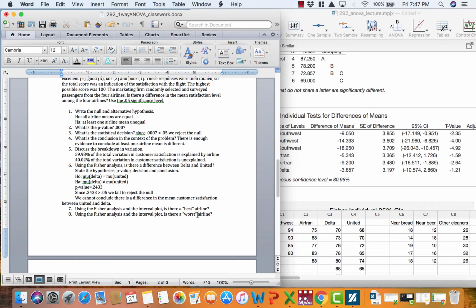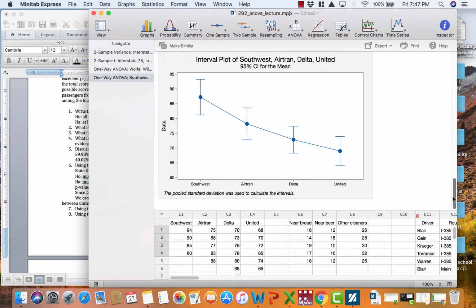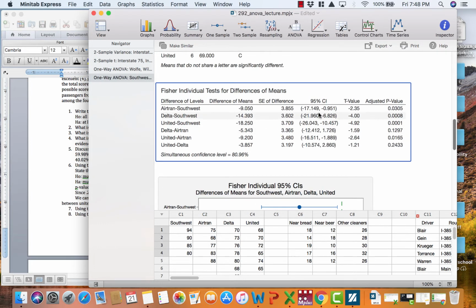Now the last question. Using the Fisher analysis and the interval plot, is there a best airline? Let's take a look at our interval plot. We clearly see that Southwest is the highest, so we want to say Southwest is the best. But before we do, we need to make sure it's significantly different from AirTran, Delta, and United. So let's go back to our table of t-tests and look at all of our Southwest pairings. AirTran and Southwest, take a look at this p-value. That p-value is less than 0.05, so AirTran and Southwest are different.